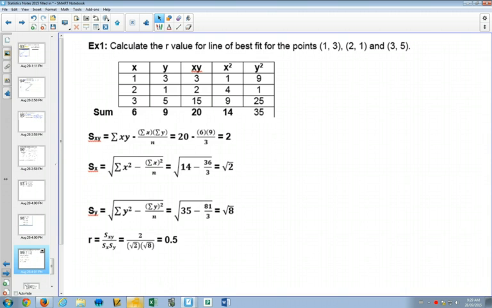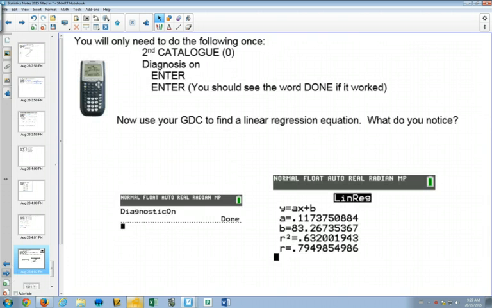Now you have this data still in your calculator, right? Some of you, when your equation came up, did you have R values when you typed it in? Did anybody's calculator have R values already? If it didn't, you have to do something once. And once you've done it once, you will always get your R values. So you're going to go to your catalog. And your catalog button is right above 0. So go second catalog.